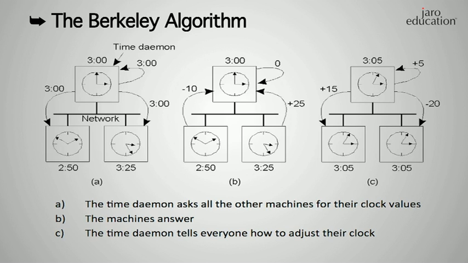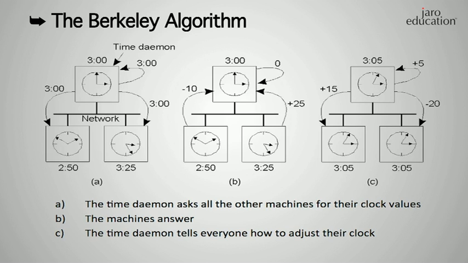Now when these times are brought in, over the network also some time will be spent. For example, the 2:50 actually takes 10 units to come in. That time is calculated. The 3:25 takes about 25 units to travel and come to the time server. So both these calculations are taken into account.